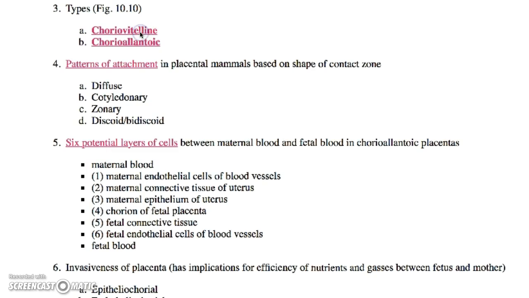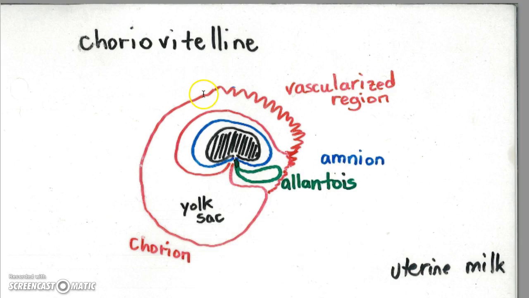If we take a closer look at these types of placentas, you'll notice that they still have all three of the types of membranes, the amnion, the allantois, and the chorion, but the arrangement of those membranes differs. And in particular, what differs is the amount of fusion that occurs between the different membranes and the amount of vascularization, so the amount of blood vessel development in different parts of the placenta.